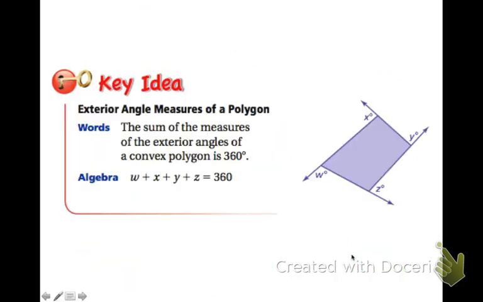Okay, the last main idea that we're going to be working on is the total sum of the exterior angles in a polygon, any kind of polygon. The sum of the measures of the exterior angles in a convex polygon is 360. So if you stop and think about that for a minute, it's kind of like the exterior angles add up, and if we were to cut them up and put them all together, it's kind of like the degrees in a circle, 360. You do a full revolution. So w plus x plus y plus z equals 360.